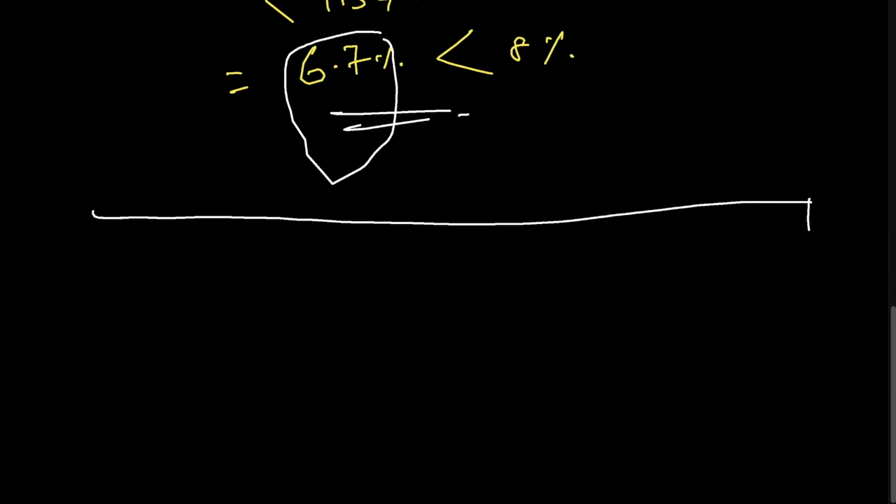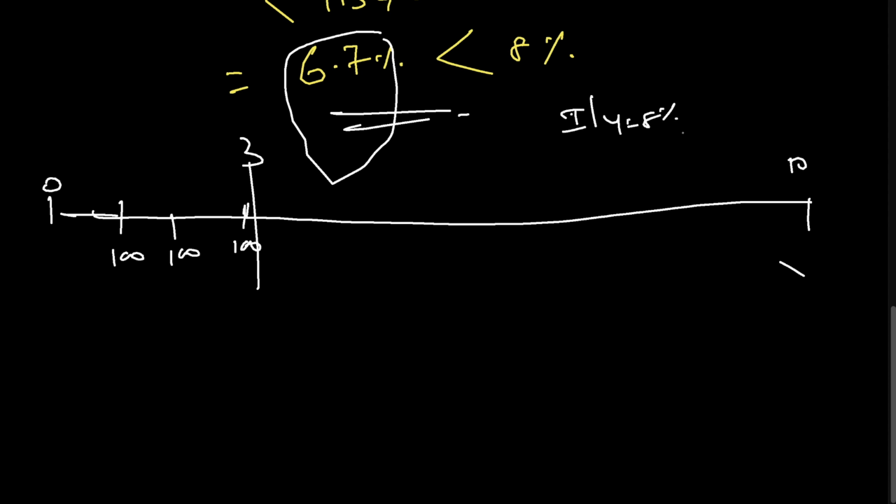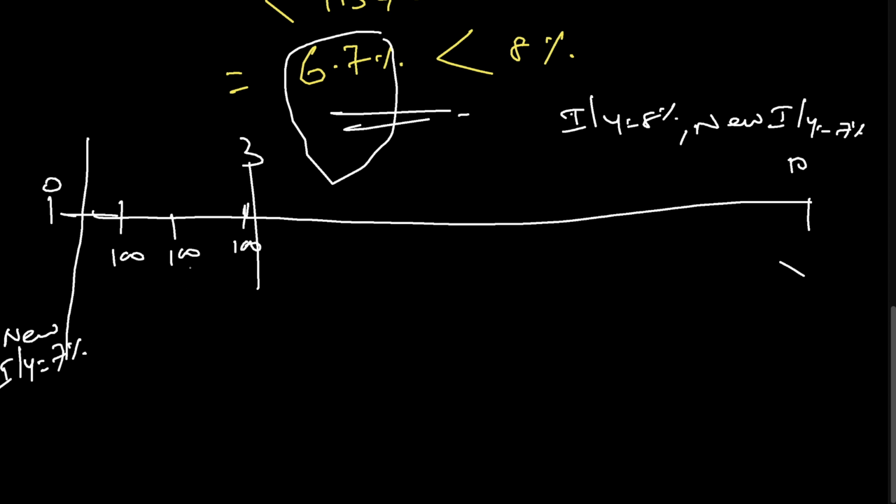See, now 0 to 10 years, 3, so I'm investing 100 and here also 100, and my new IY is, let's say, initial IY was 8 percent, correct, and new IY is 7 percent. So somewhere over here new IY became 7 percent. So when it became 7 percent, I'm reinvesting at 7 percent.